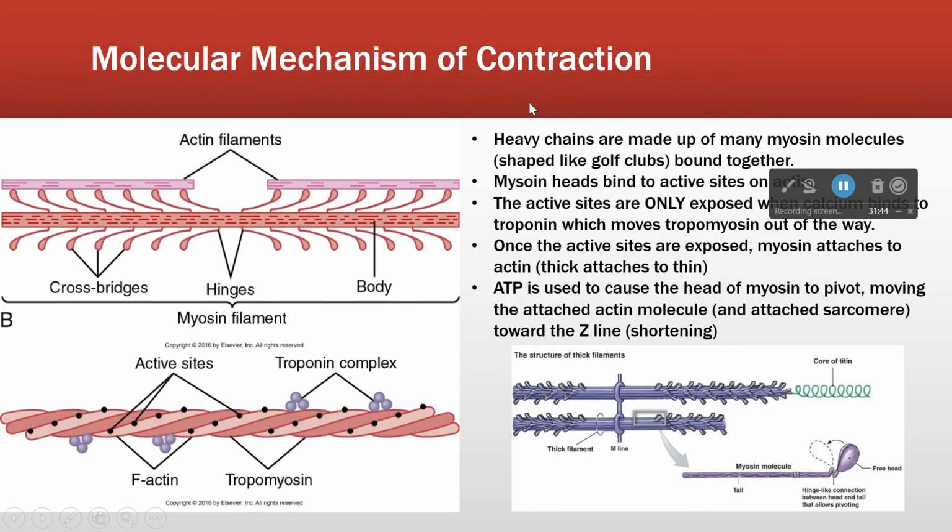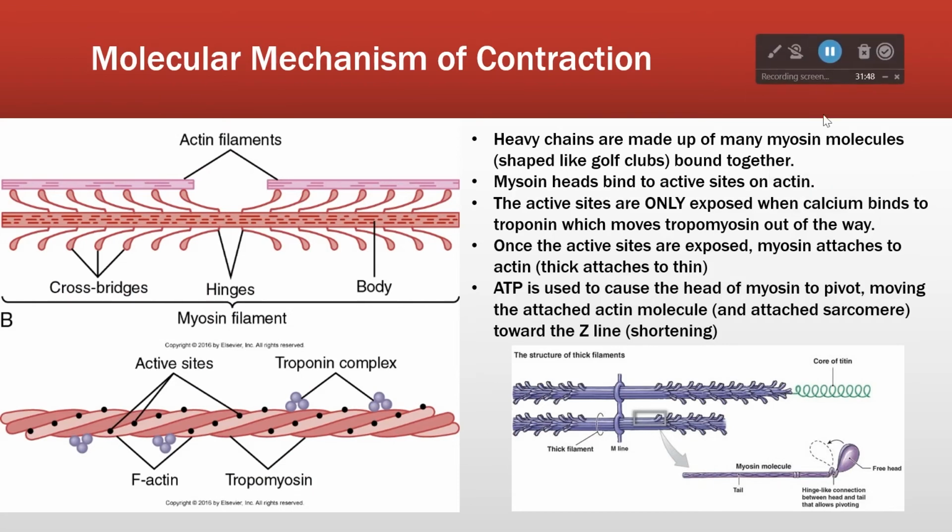Okay, so let's talk about how does the sarcomere actually contract? How are the Z discs pulled together? Okay, so here's our thick filament. Here's our myosin molecules looking like golf clubs, right? And the myosin heads, this is the head part, are going to bind to active sites, to specific binding sites on the actin filaments.